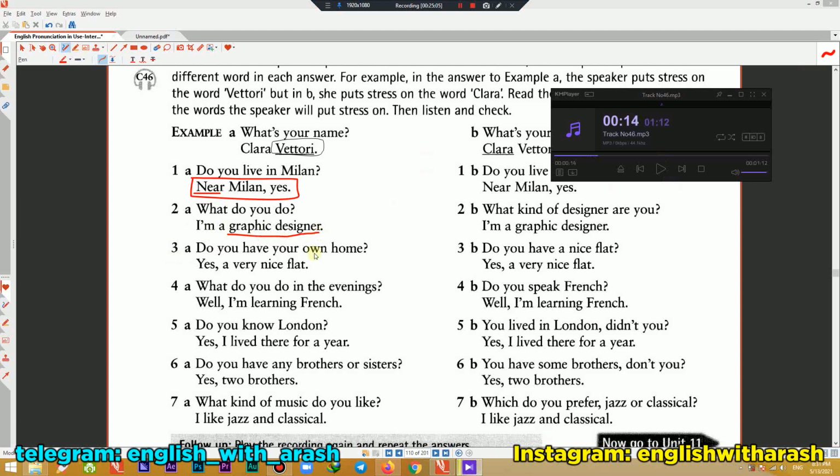Number 3, do you have your own home? Yes, a very nice flat. Do you have your own home? Yes, a very nice flat. What do you think?